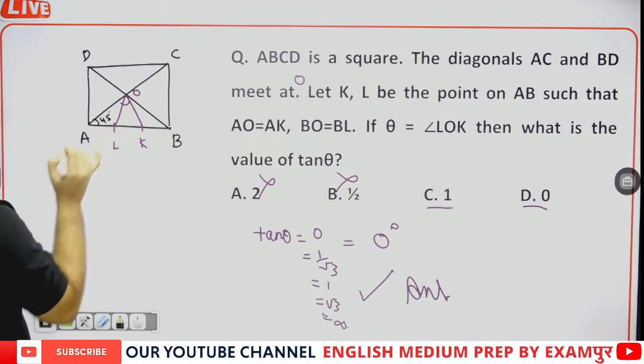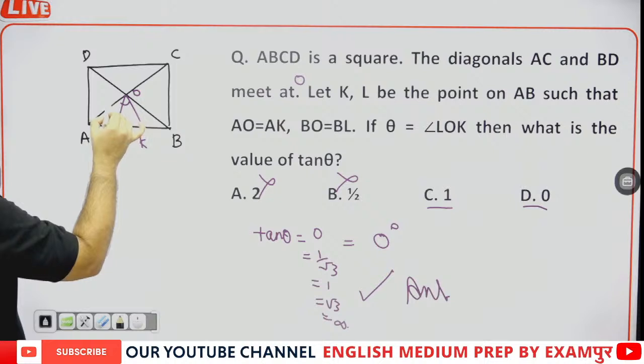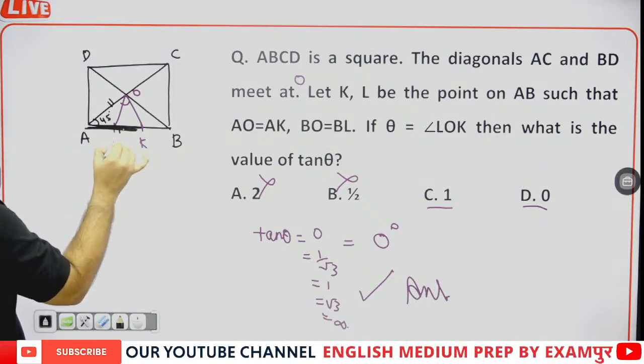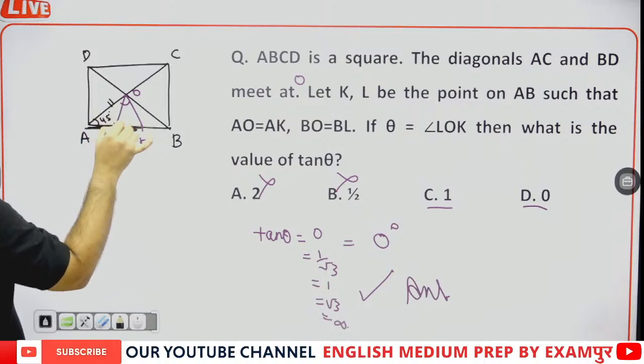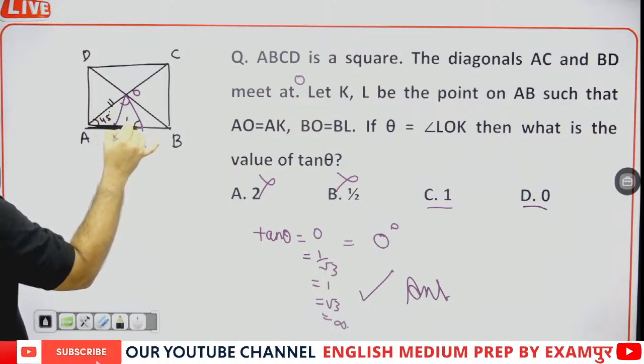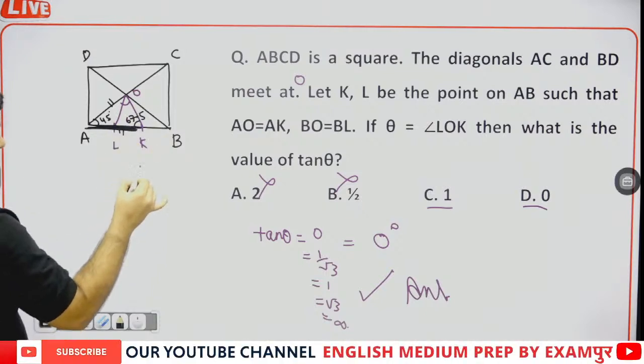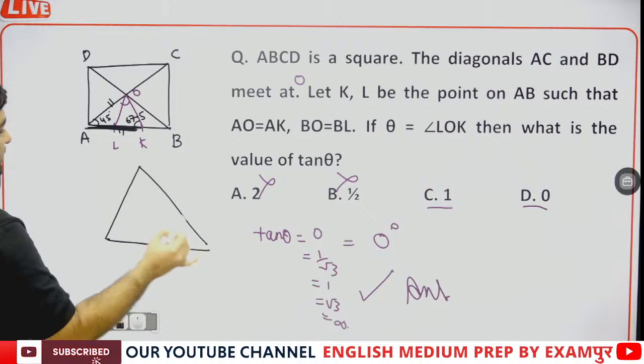Diagonal is the angle bisector as well. This is 45. These two sides are given equal. Divide the remaining angle into two equal parts, 67.5. Similarly, I am drawing the enlarged image of LOK.